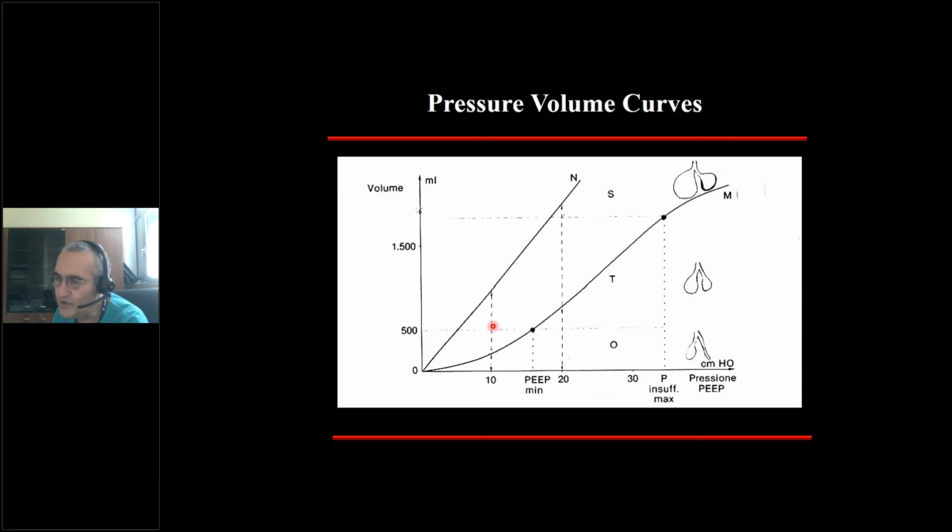I want you to focus on this part now, because I just told you that we have a problem when we use too high tidal volume. But there is also a problem when we use too low a value of PEEP, in that in so doing, we promote what is called atelectrauma, opening and closing of alveoli.